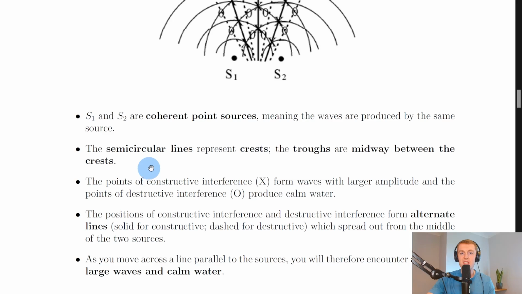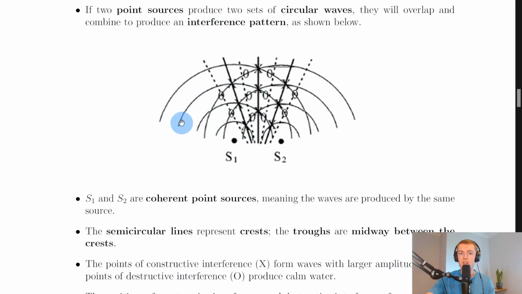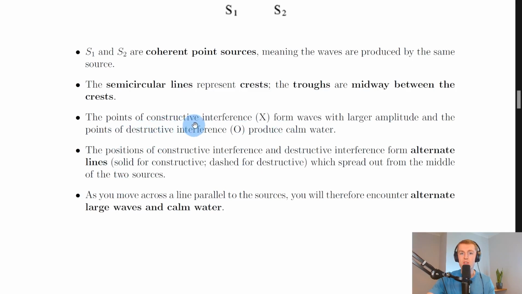It then says that the semicircular lines represent crests and the troughs are midway between the crests. So each of these solid semicircular lines we're saying are crests, and that means that the regions in between these solid lines can be thought of as the troughs. And remember, all we mean by a crest is the top point of a wave, and by a trough we mean the bottom point of a wave. It then says the points of constructive interference labelled X form waves with the larger amplitude, and the points of destructive interference labelled O produce calm water.